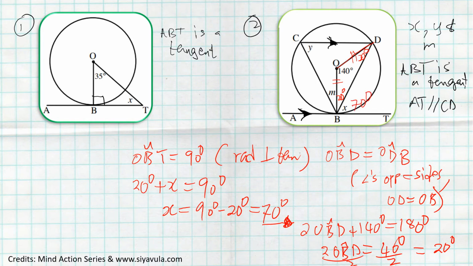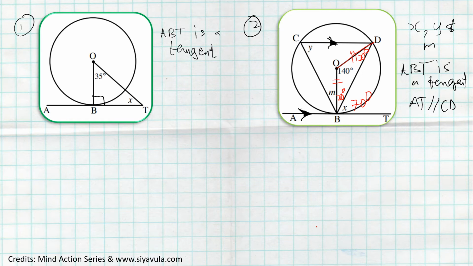Okay, let's go and calculate our value of m and also y. Let's calculate our value of y first. To calculate y, we can see that it's an angle at the circumference, and we can see another angle at the center. Immediately when you see this, you must be thinking of theorem number 2. Angle subtended by an arc at the center of the circle is 2 times the angle subtended by the same arc, but at the circumference.